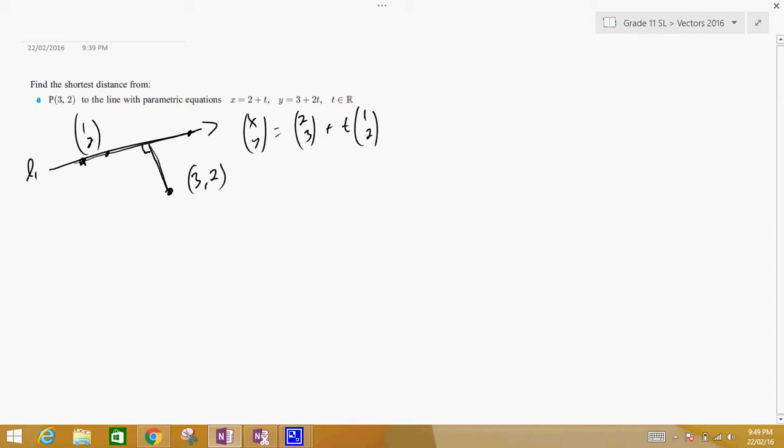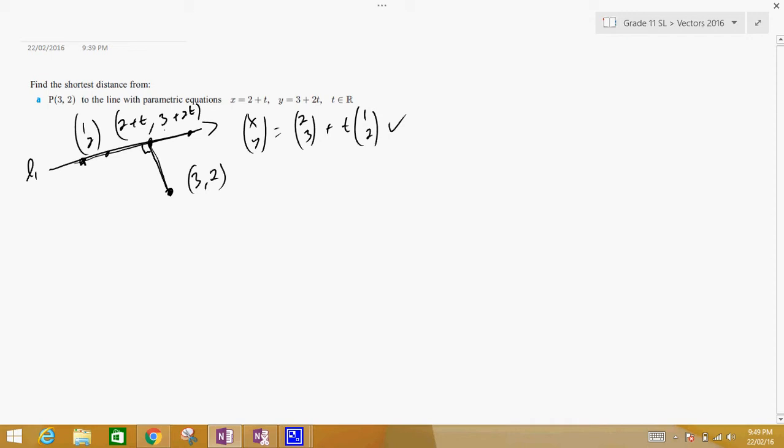Now we have to find the direction from this point to here. Well, what point is this? We don't know what the point is, but using this information from this equation, we know that the point is 2 plus t, and the y value is 3 plus 2t. So that gives you this point.